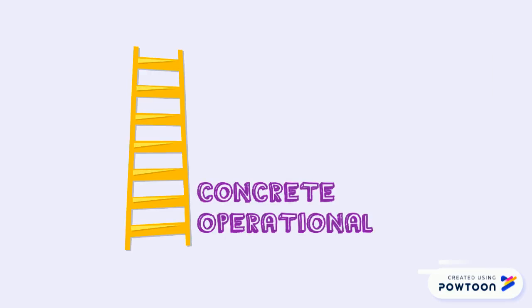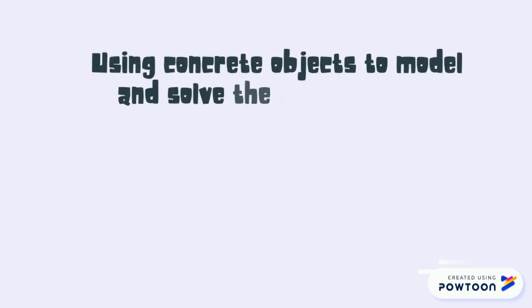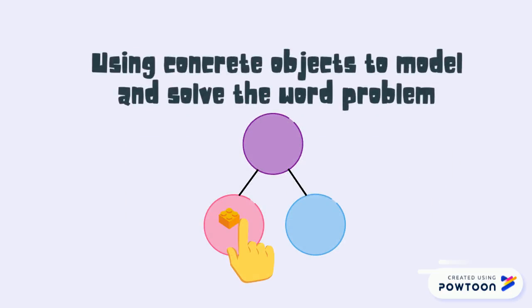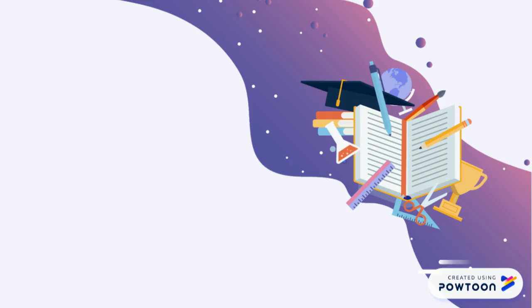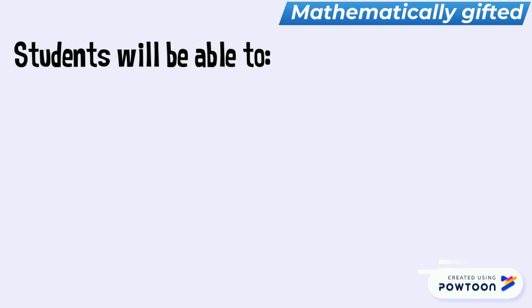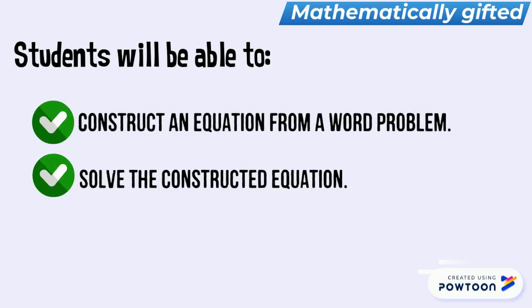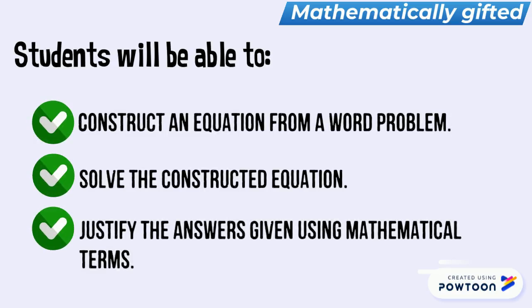As students at this stage are transitioning from the concrete operational stage to the formal operational stage, hence, students using concrete objects to model and solve the word problem serves as a medium to translate their ideas. Now, let's take a look at how our activity will be differentiated for the mathematically gifted students. The learning objective for this activity will be students will be able to construct an equation from a word problem, solve the constructed equation, lastly, justify the answers given using mathematical terms.